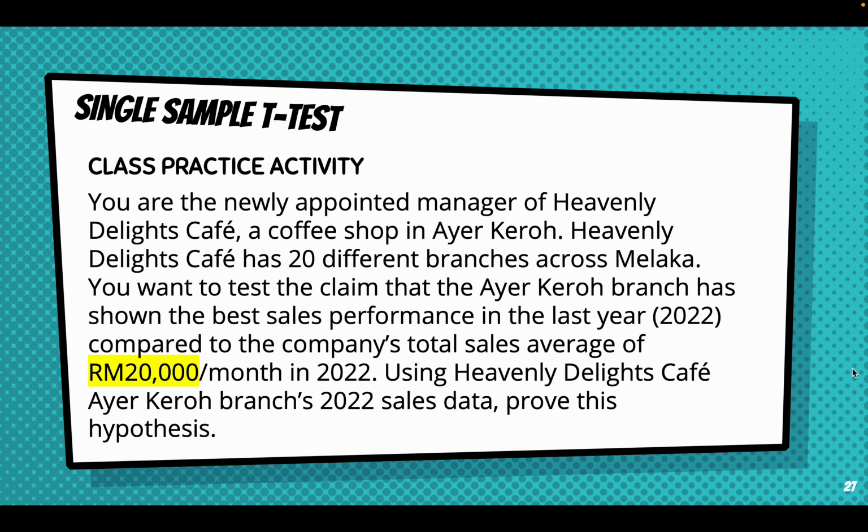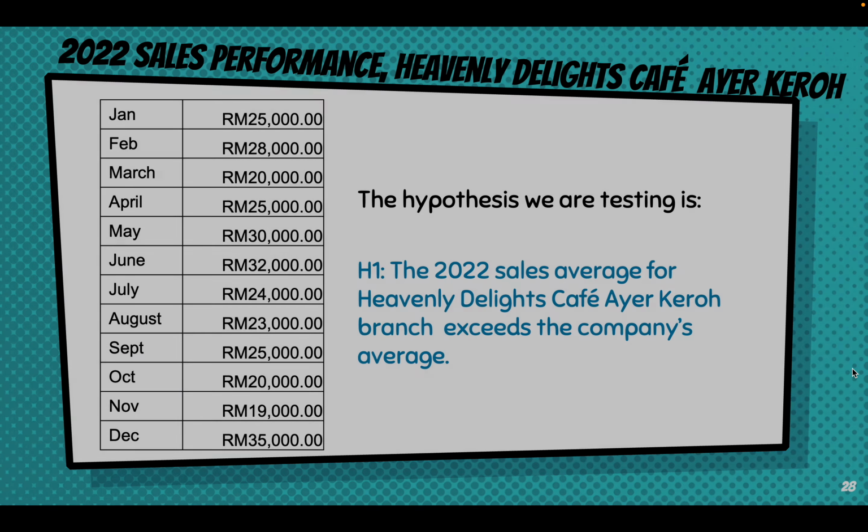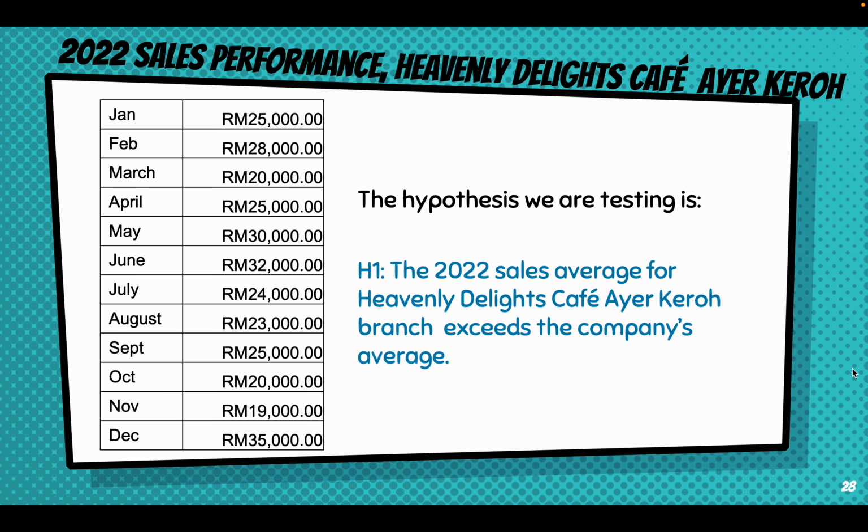Now let's test whether Ayer Keroh branch outperformed the company average of 20,000 ringgit. We'll run a single sample t-test using the sales data given. Here is the sales data for Ayer Keroh in 2022. You'll enter this into SPSS and run your t-test.